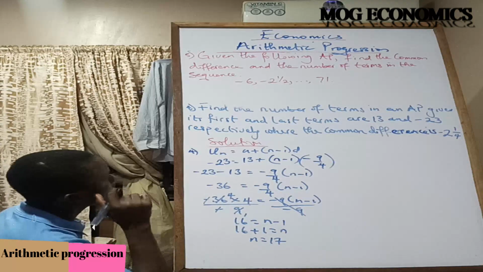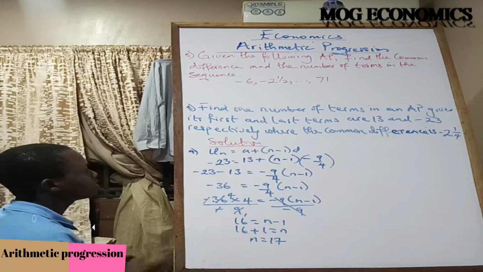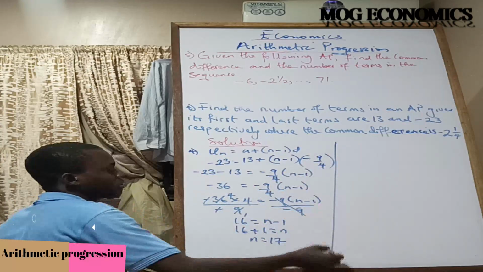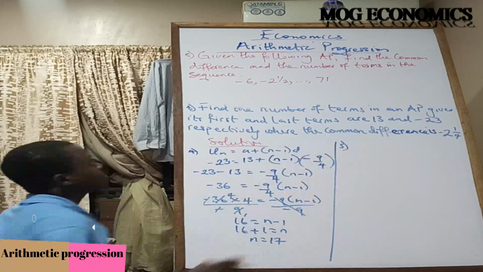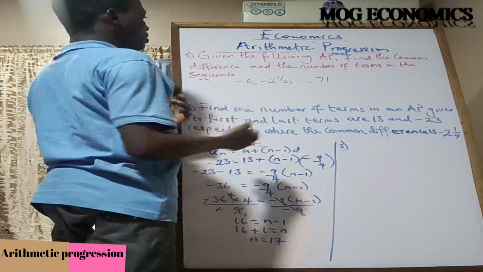And is there another question there? It says find the number of terms in an AP given its first, whatever. So that's all we have to do in that question. Then number 5. Number 5 says that given the following, find the common difference.